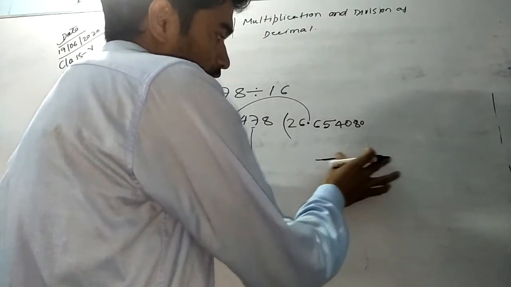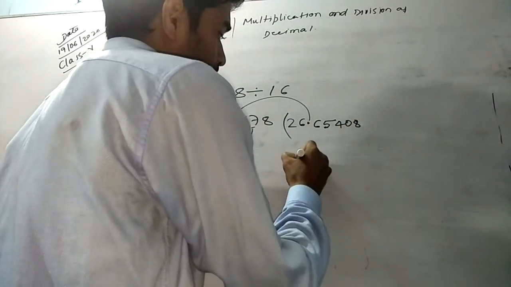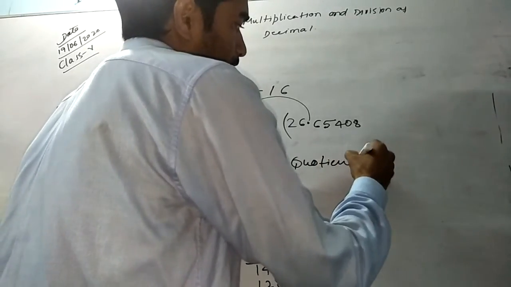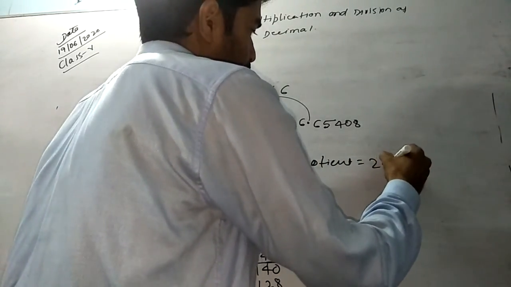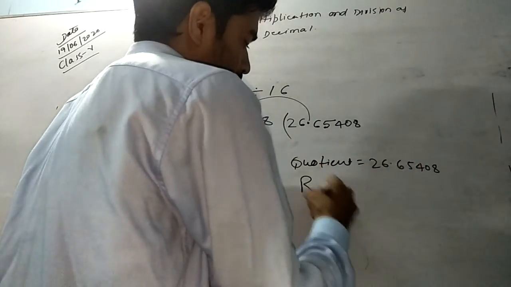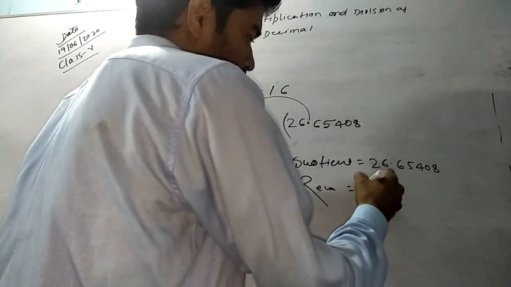So this is not completely divisible. So here the quotient equals 26.65408, and the remainder equals 12.